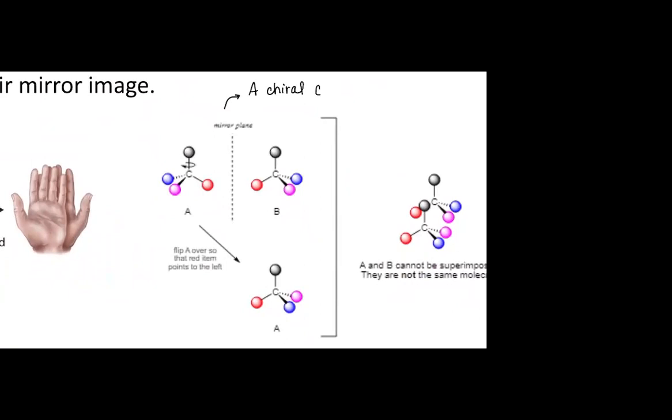So a chiral carbon atom must be bonded to 4 different groups. And that's what makes a chiral carbon, 4 different things. That's why you see that the carbon atom here is attached to that black ball, that blue ball, that magenta ball, that red ball, okay? That means that molecule A is chiral.